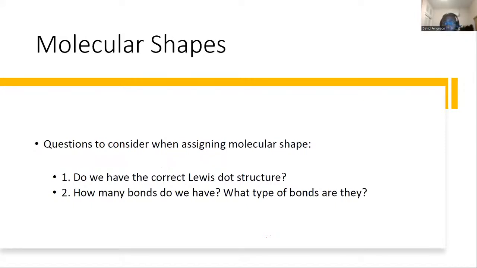For those who do inquiry as they read, do we have the correct Lewis dot structure? How many bonds do we have? What type of bonds are they? And remember, single bond, double bond, triple bond, lone pair, all of those fall under the umbrella of an electron group. Single bond, double bond, triple bond, lone pair, or non-bonding pair. In this context, those terms can be interchangeable. Non-bonding pair, lone pair, fall under the umbrella of electron group.